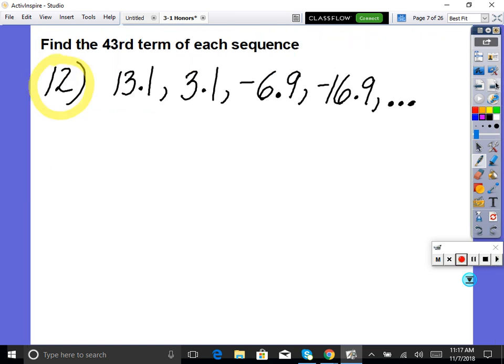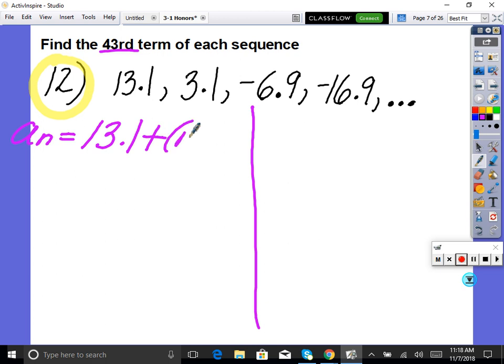Number 12. It says, find the 43rd term. I highly recommend practicing writing a general formula. There's a reason. Any term in our sequence, we're going to use an explicit definition, because that's how we can actually find it. So you'd say a sub 1, which is 13.1, plus n minus 1 times the common difference. Let's try and find that.